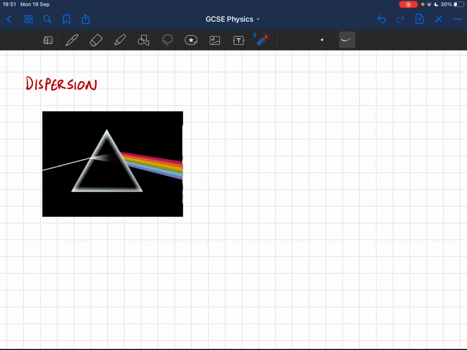Hello, this is just a recap of some of the material that we missed whenever we were going through our session. So the first thing that I wanted to talk about that we didn't get onto was dispersion. So here is the album cover of Pink Floyd's Dark Side of the Moon.